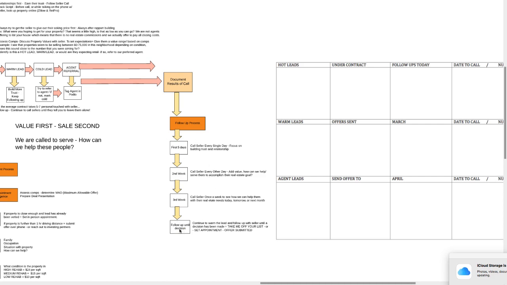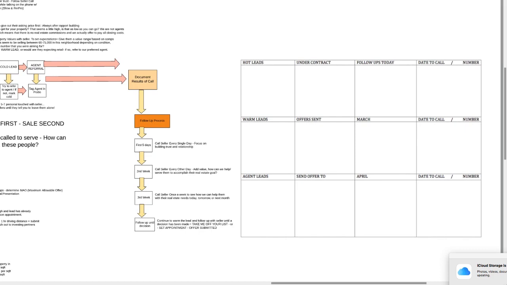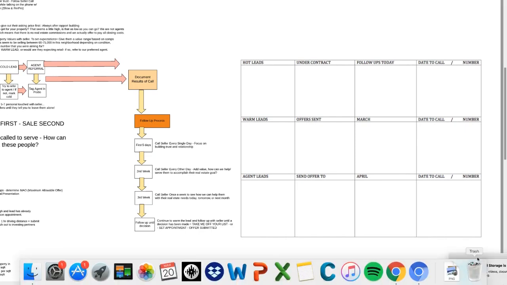Follow up until you reach a decision. Continue to try to warm and nourish the lead. Follow up with the seller until the decision has been made. They might say, take me off your list, stop calling me, or let's set an appointment and figure out how we can help you out, right? Until there's a decision made, we want to keep on following up with the leads that we have because these things are vital. For those of you that track your cost per lead, that ain't cheap.